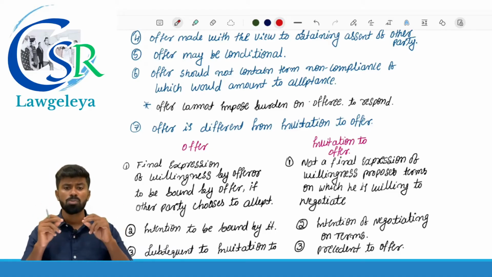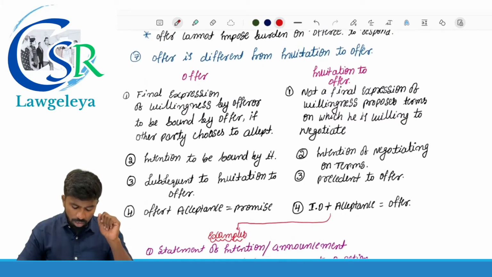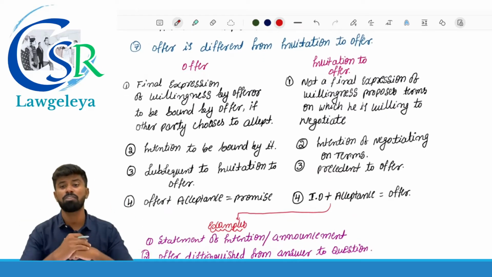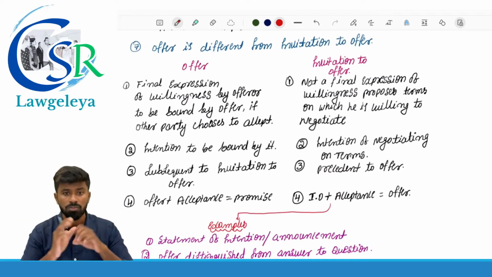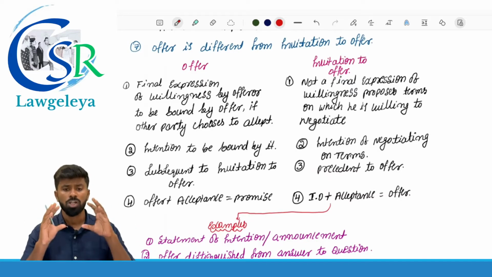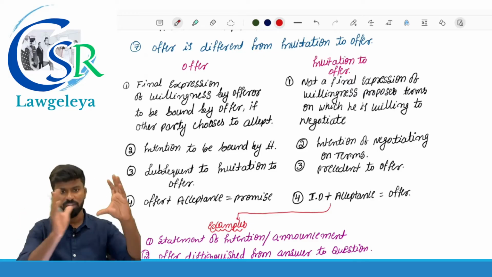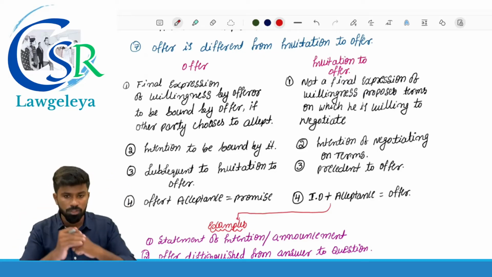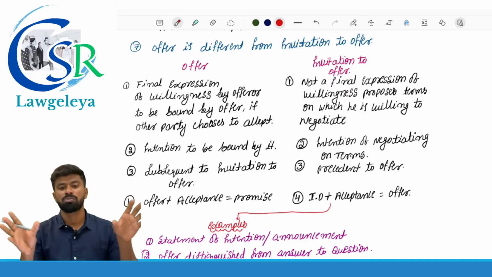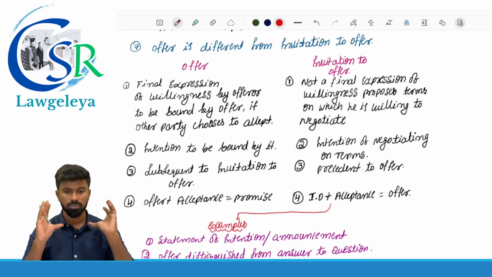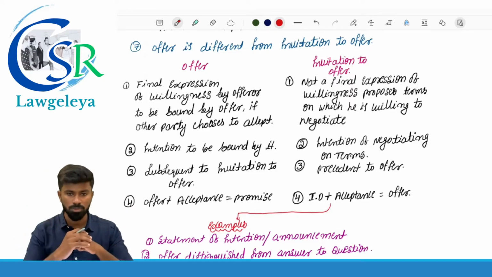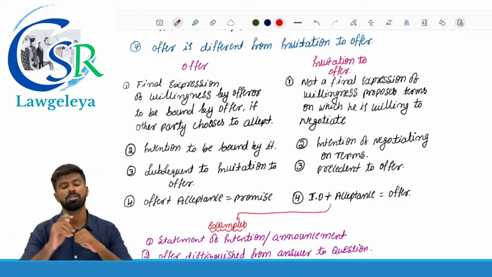Out of all these, the most important essential of a valid offer is how it is different from an invitation to offer. If they ask a question in the examination about invitation to offer, you should always start your answer with a definition of offer. First write what is offer, then write invitation to offer. If possible, write a few differences. Then you can compare the facts given in the question to the provisions and write the answer.